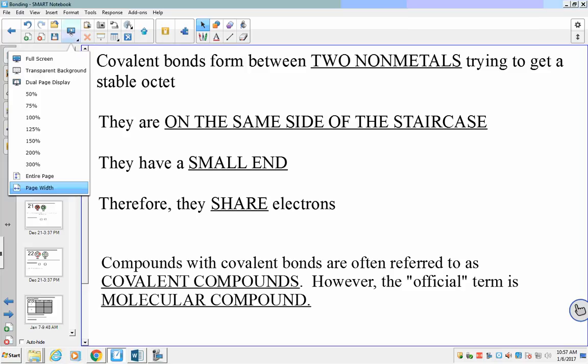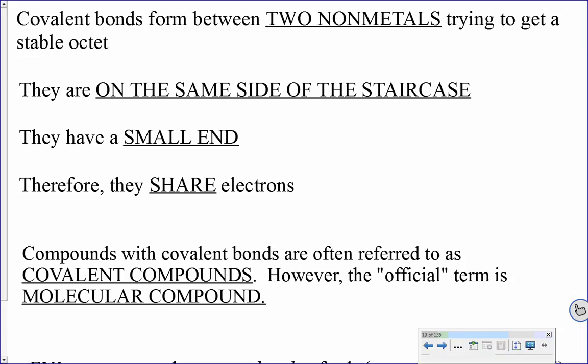Welcome to covalent bonding. We spent a good deal of time talking about electrons being gained and lost. We actually spent a ton of time really focusing on ionic bonding. Covalent bonding is a different type of bonding that involves two nonmetals. It's the same side of the staircase bonding.